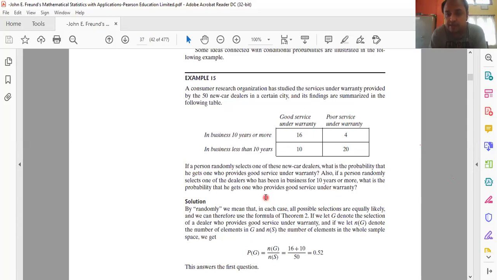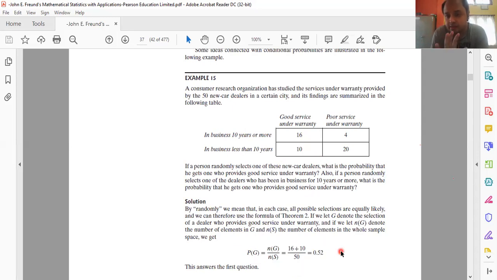So here the total sample space has been denoted by capital S, and the cardinality of S, as you know, is 50. It is given. So therefore, if you select a new car dealer, what is the probability that he will provide a good service under warranty? So they have simply applied the classical definition of probability, which goes as follows. Probability of G is equal to ng by ns. Now, ng is 16 plus 10, which is 26, and ns is 50. So they have got this probability.